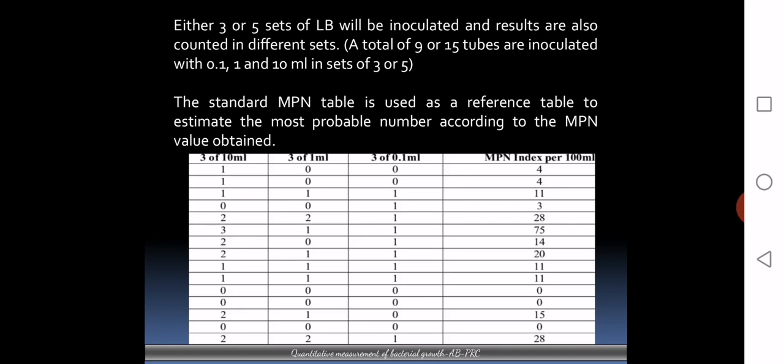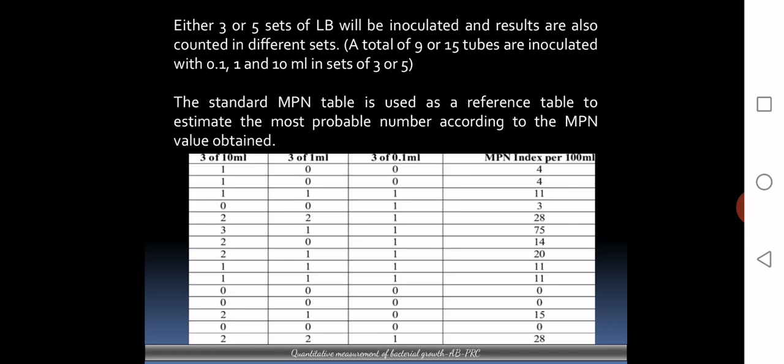And that number, for example, if we are using 3 tubes per set, then out of the 3 test tubes, 2 test tubes in the set where we inoculated 10 ml are positive. Then in the next set, where we inoculated 1 ml, we have 1 test tube which is positive, and in the next set where we inoculated 0.1 ml, there also 1 test tube is positive, then the value is 211, right?